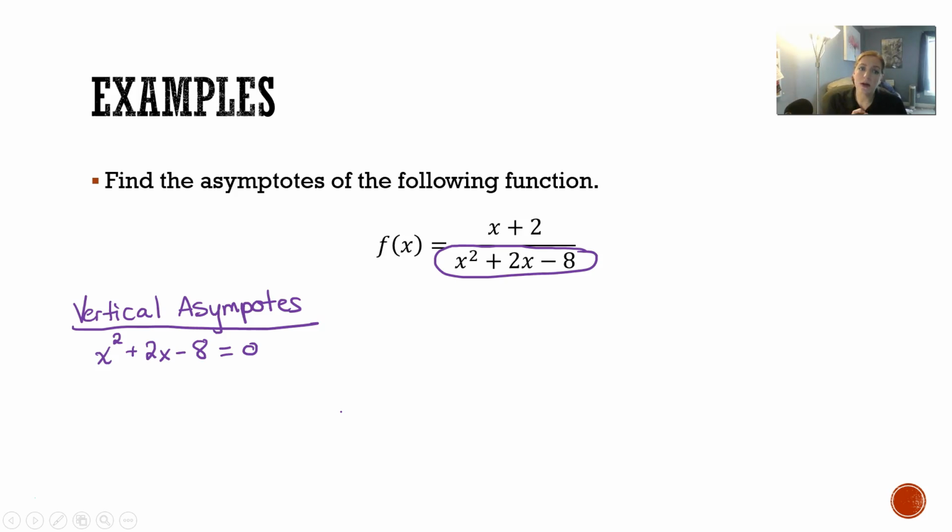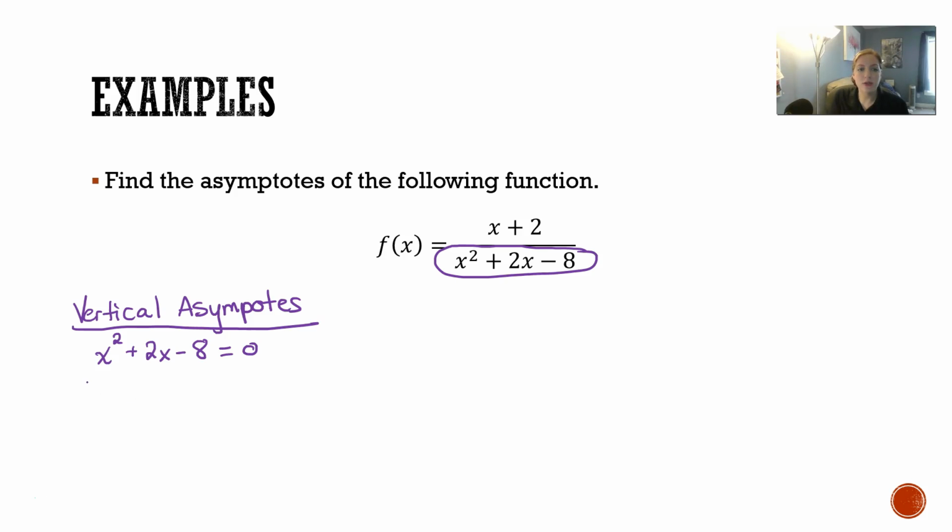Now this is a quadratic, you can tell because the largest exponent is a 2. So we need to solve this using one of our methods for solving quadratics. Those methods we've learned are solving by factoring and the quadratic formula. You can use either method. The easier method here would be to factor, since this is factorable.